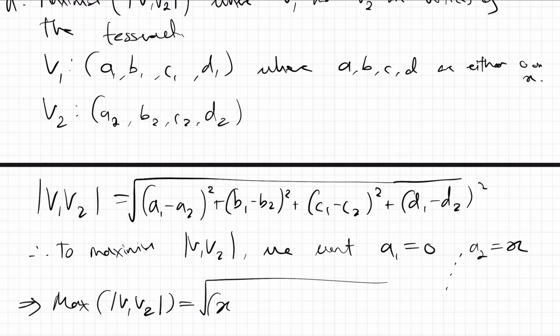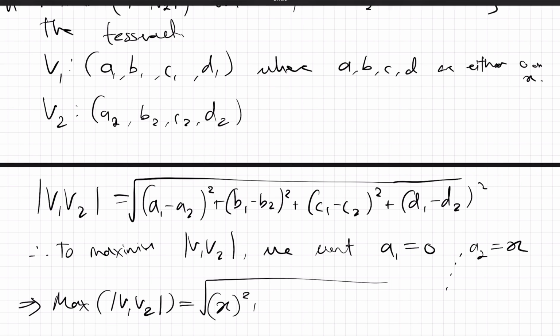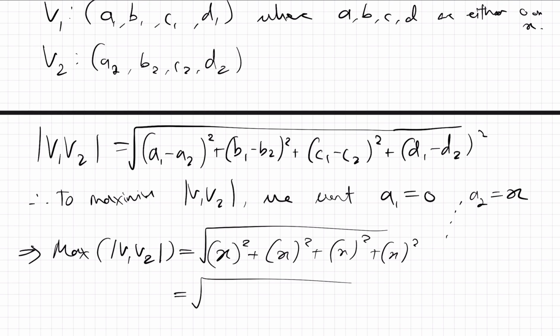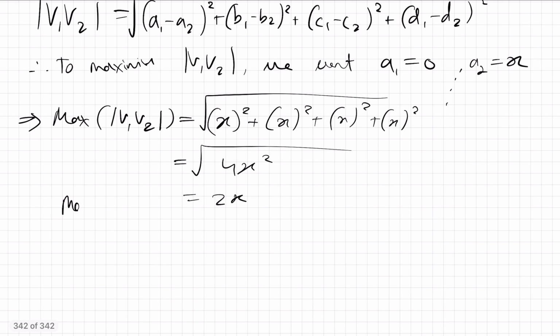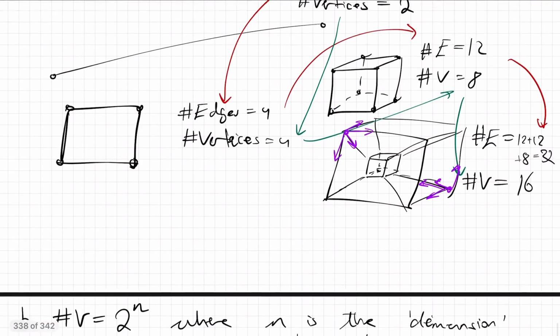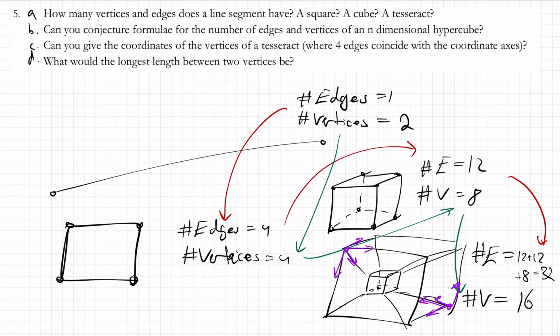x squared, well, because we did 0 minus x, when you square that, that's the same as x squared. So I'll just write x squared for each of these. And now we can combine these terms and simplify. So the maximum distance is 2x, where x is the length of one side. In a unit square, that would just be 1.